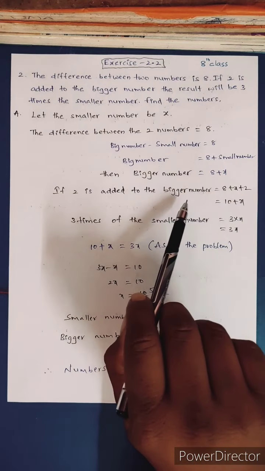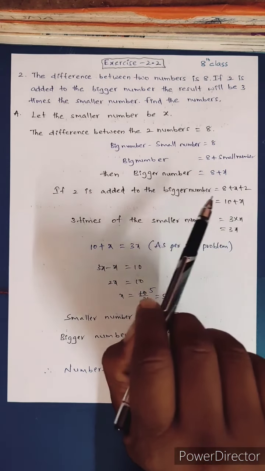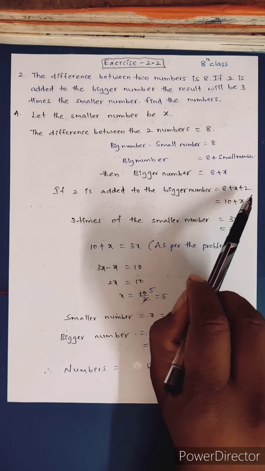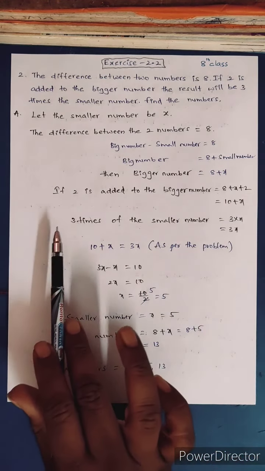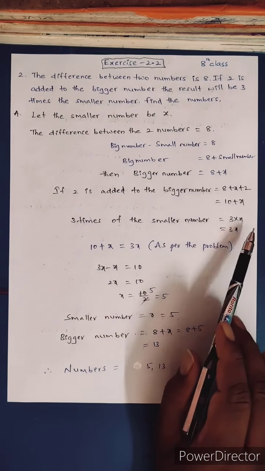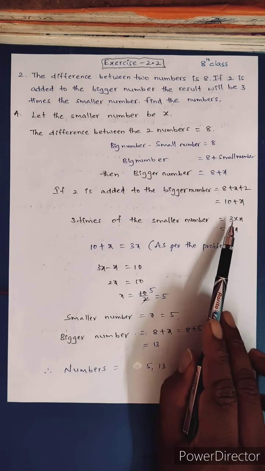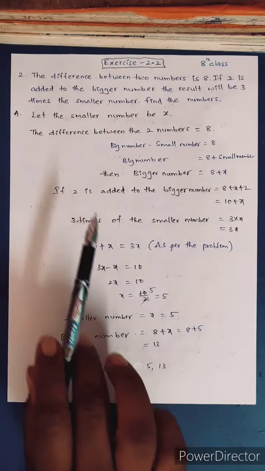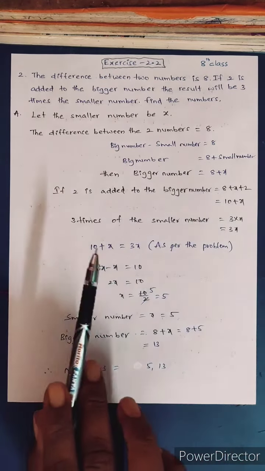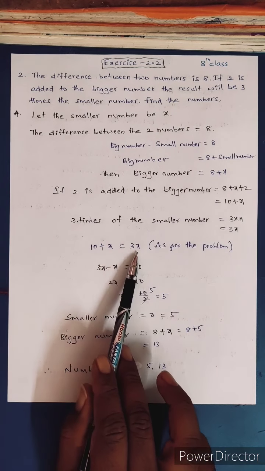If 2 is added to the bigger number, what happens? Just we are adding here 8 plus x plus 2, 10 plus x. What happens? 3 times the smaller number. Smaller number x, 3 times means 3 into x, 3x. So as per this problem, these two values are equal. So 10 plus x is equal to 3x.